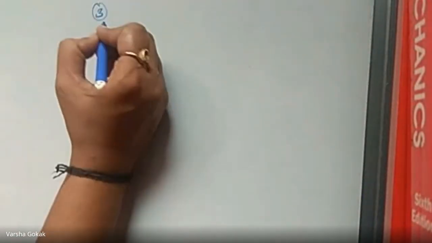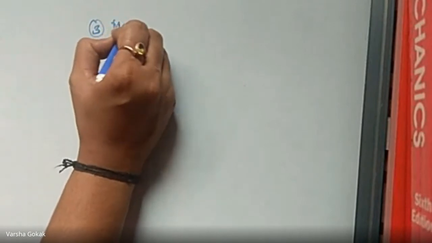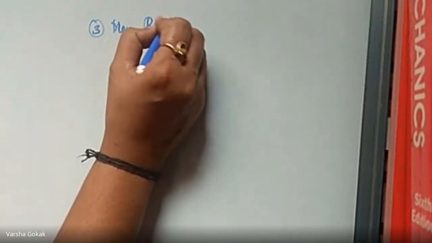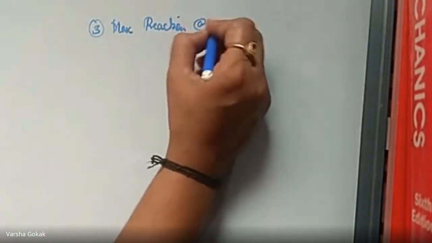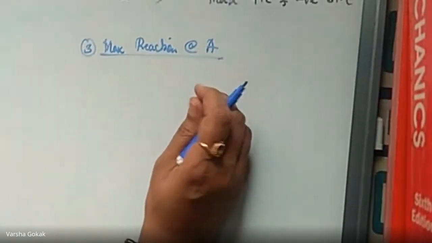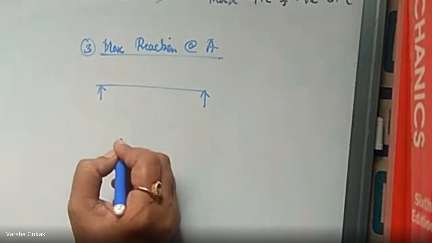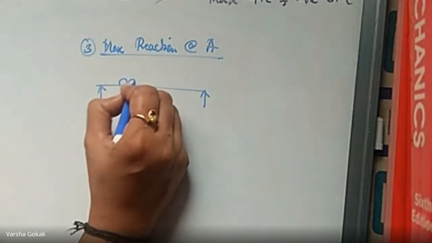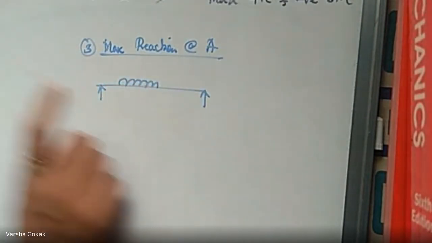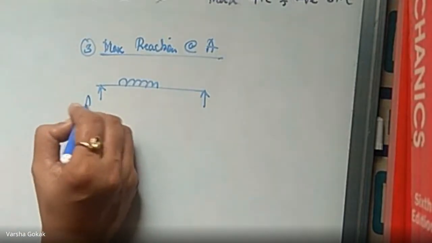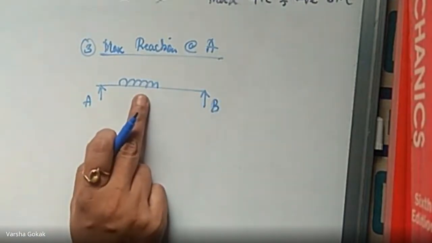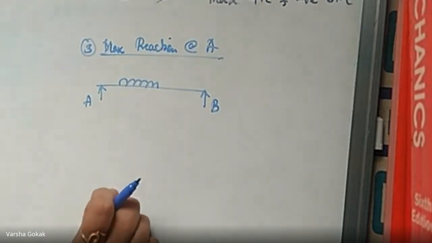Third one, we have to find the maximum reaction at RA, or maximum reaction at A. How can I get the maximum reaction at A? Say you have a general question I want to ask you. There is a beam and there is a loading. When will I get the maximum reaction at A? Where should I place this loading? Towards B or towards A?